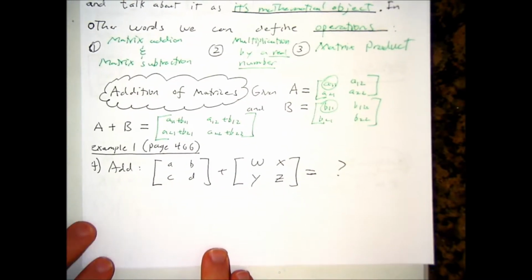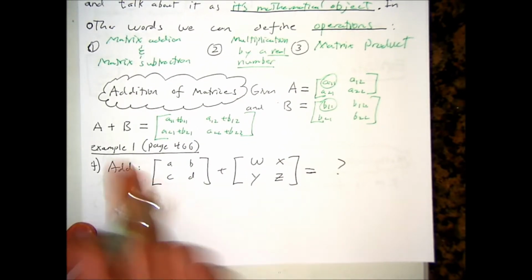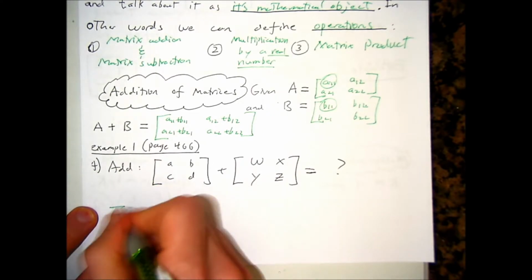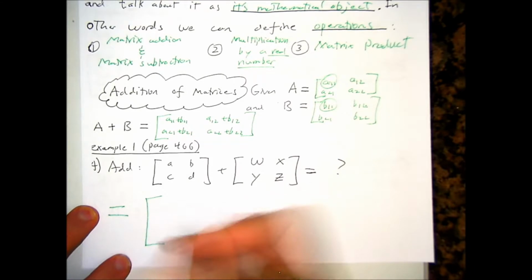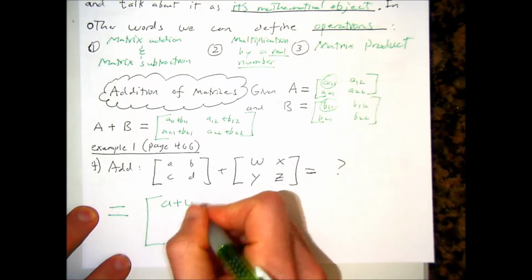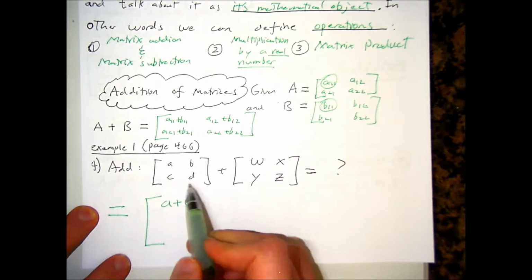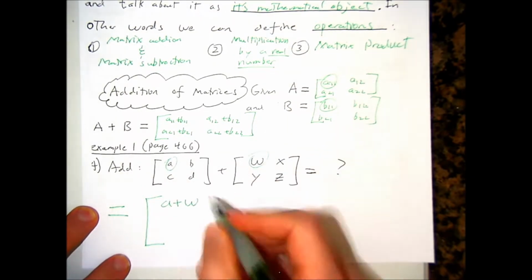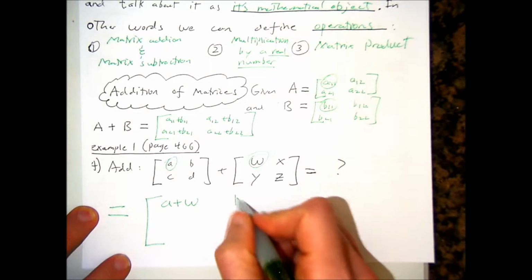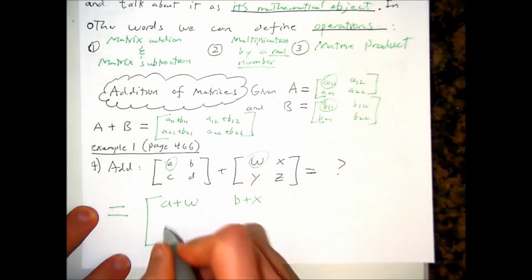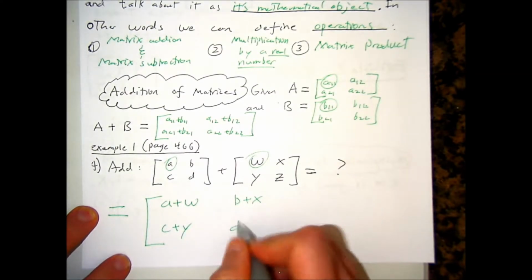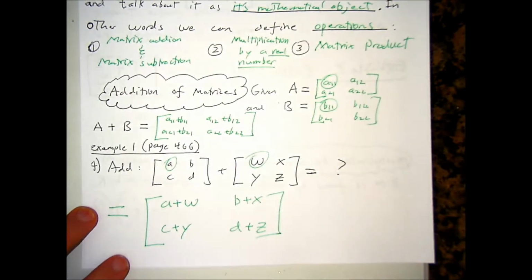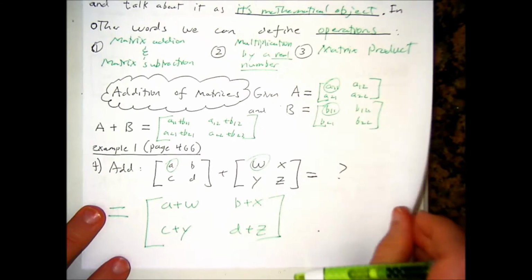Great. So now, as an example, we'll do example 1 on page 466. We want to add together these 2 matrices. So it turns out to be A plus W. So A, B, C, D, W, X, Y, Z. This is going to go with this. And then B goes with X, so B plus X, C plus Y, and D plus Z. Simple enough.